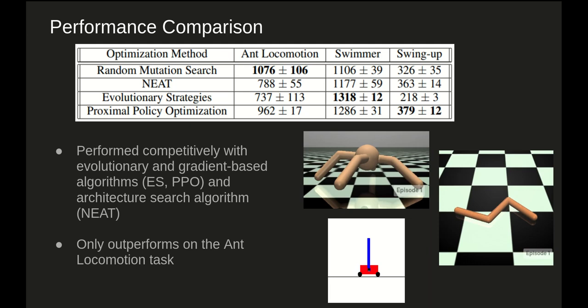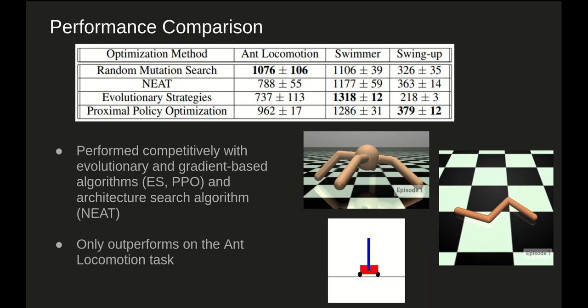So here we see that random mutation search only outperformed the other optimization methods on the ant locomotion task. However, it remained relatively competitive with the three algorithms on the other two tasks. The ant locomotion and swimmer tasks reward velocity away from the initial position in any direction, and the swing up pendulum rewards balancing the pendulum in the upright position, as well as a small penalty for movement.